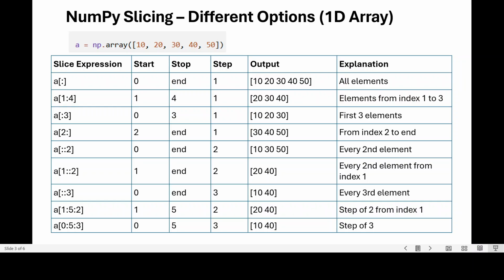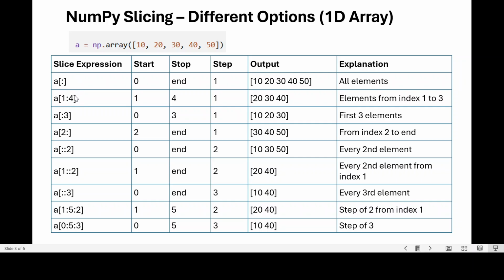Okay. In this slide we will learn the basic slicing operations in a one-dimensional NumPy array. First consider the array a equal to np.array of 10, 20, 30, 40, 50. This array contains 5 elements with indices ranging from 0 to 4. Index position starts from 0, then index position 1, 2, 3, and 4.